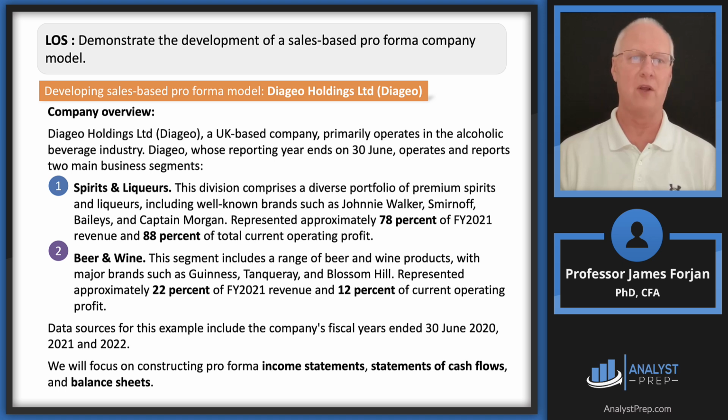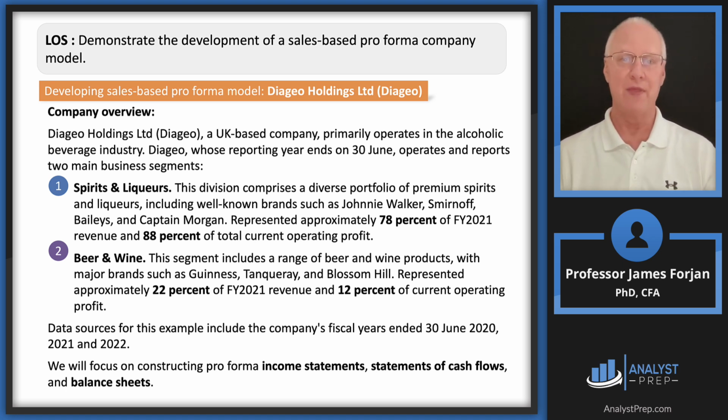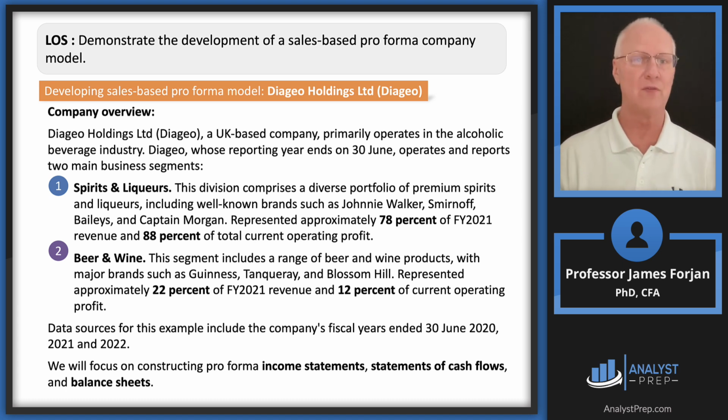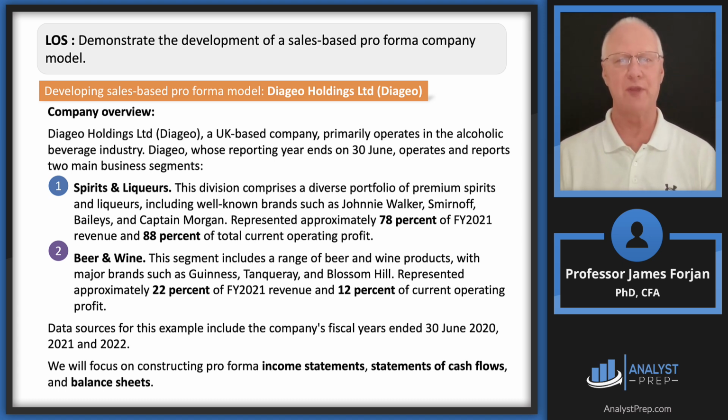So what we're going to do now is look at this Diego Holdings, a UK-based company. And this is going to take us through the next 25 or 30 slides. Two main business segments, spirits and liqueurs. What does that tell us? 78 and 88% of operating profit, which means that beer and wine has to do the other 22 or 12%. Look down at the bottom. We're going to construct a pro forma income statement, cash flow statement, and balance sheet.